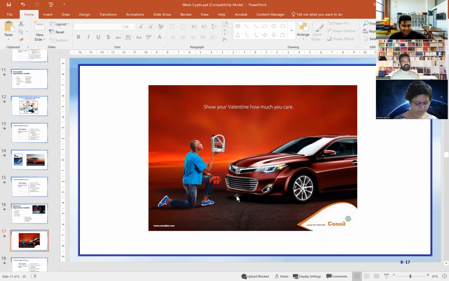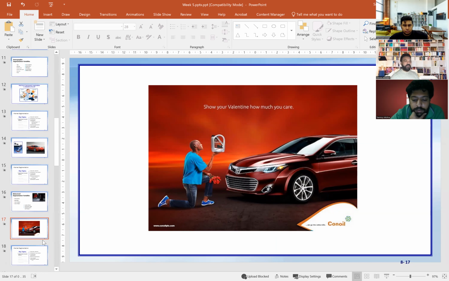Engine oil. So as if your car is your Valentine, you are offering your Valentine a gift, as precious as a Valentine's gift, and you're just offering that to your car. So it's an engine oil, and purely they are using that occasion, Valentine's Day. During Valentine's Day, everyone is going to demonstrate a certain type of behavior. Let's use that, so using that as a segmentation variable as well.